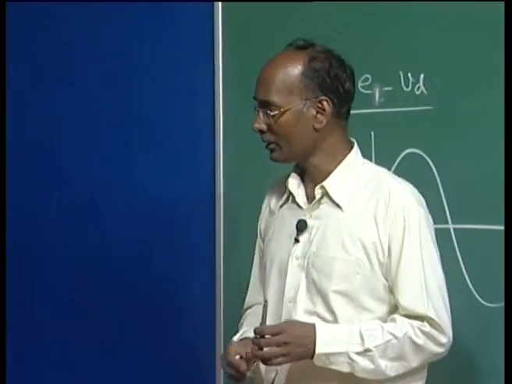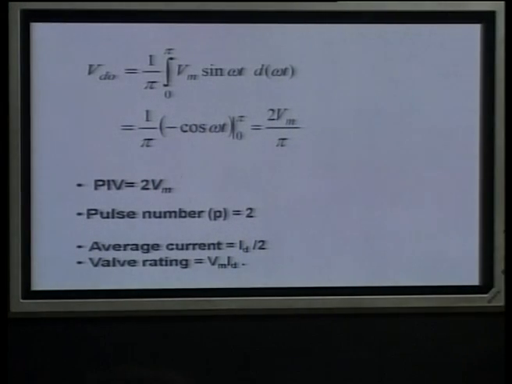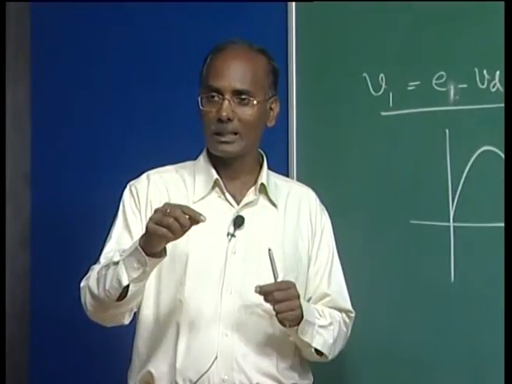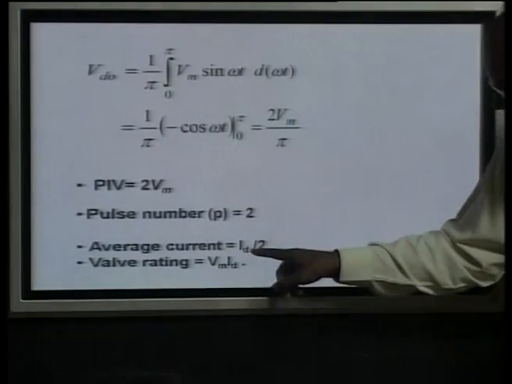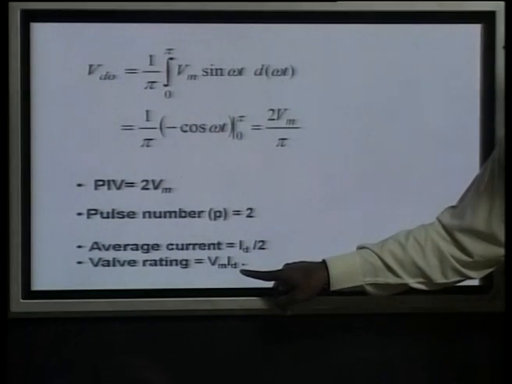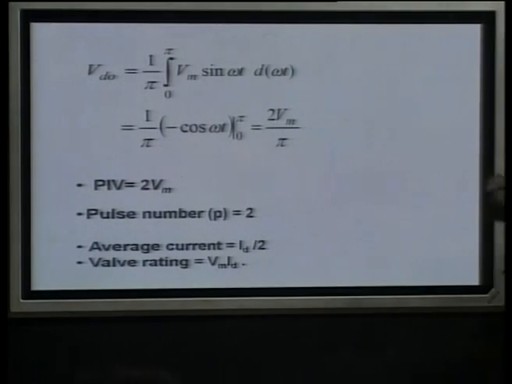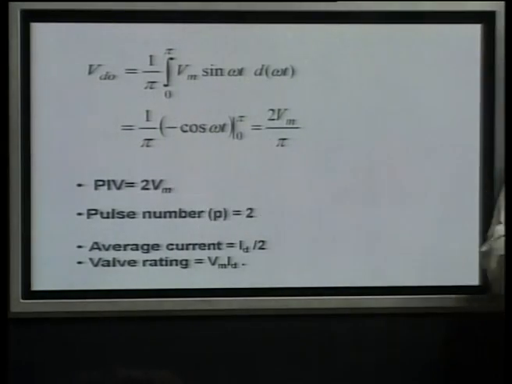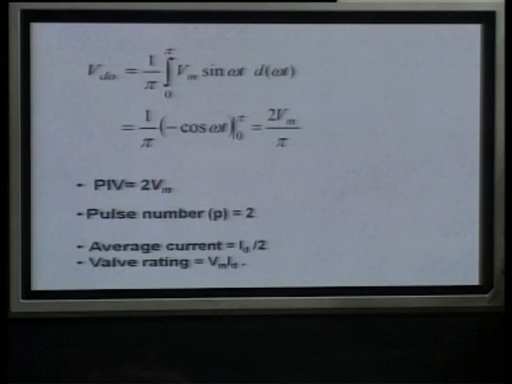Now you can imagine that, no doubt the pulse number is 2, but we are going for 2 valves, and the peak inverse voltage rating is doubled. However, the average current is reduced to ID by 2. If you multiply the ratings, you get Vm over ID. So the power rating of the valve is the peak voltage multiplied by the current, but the voltage rating should go for twice.